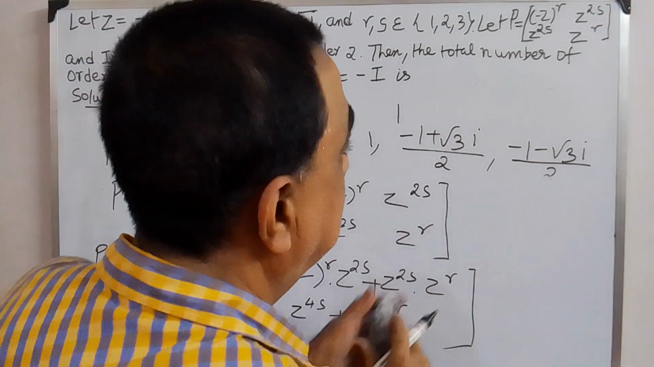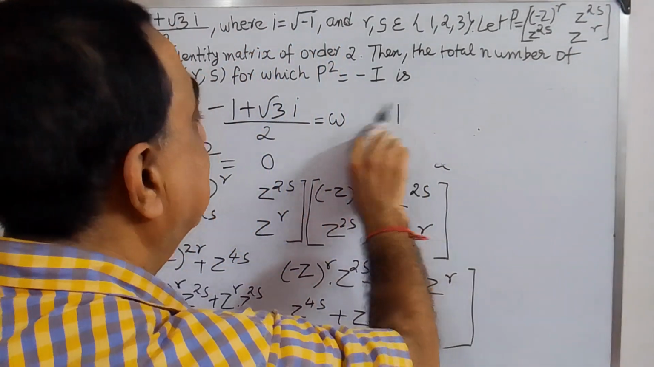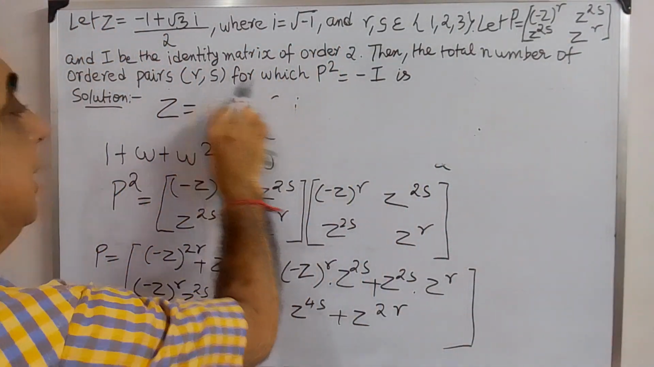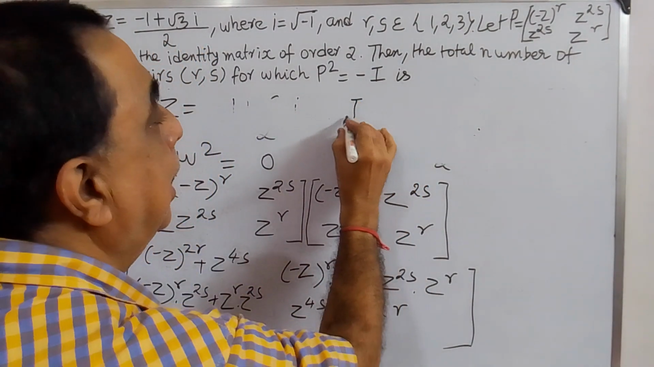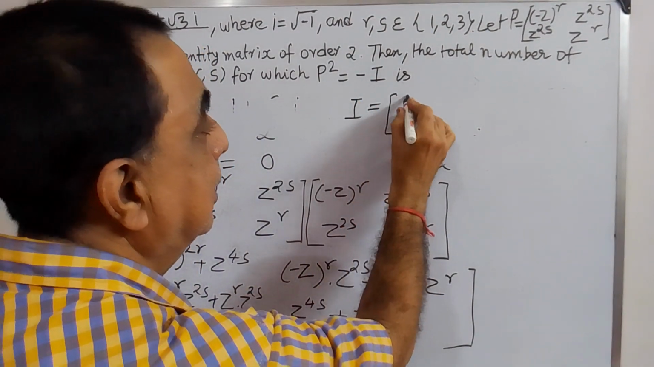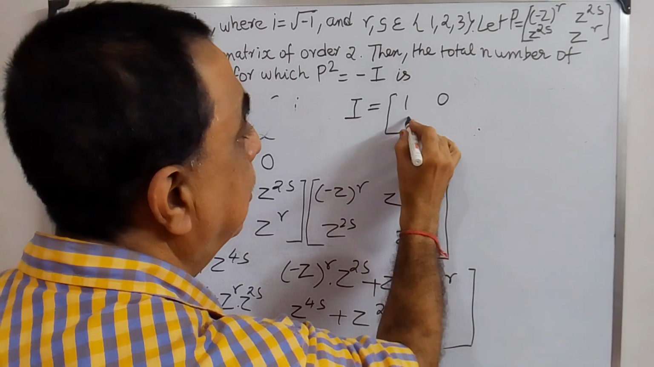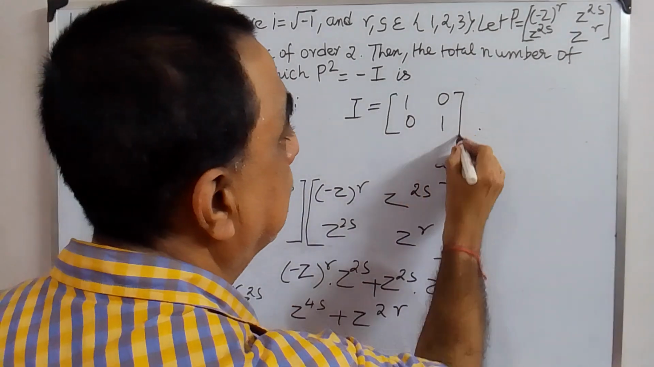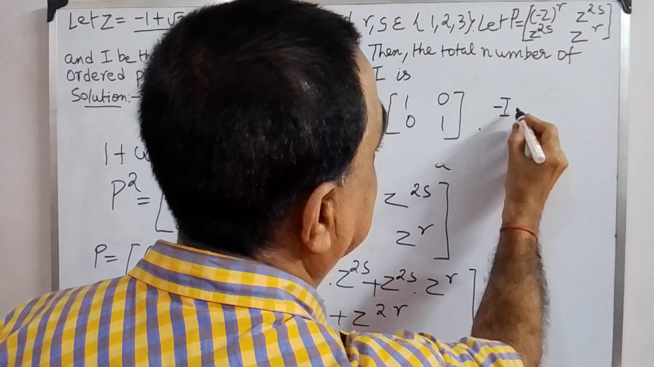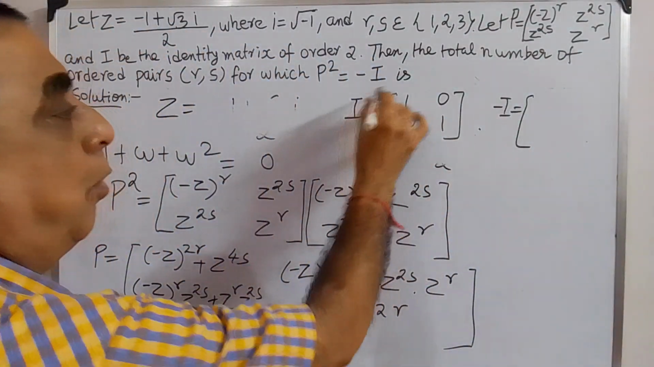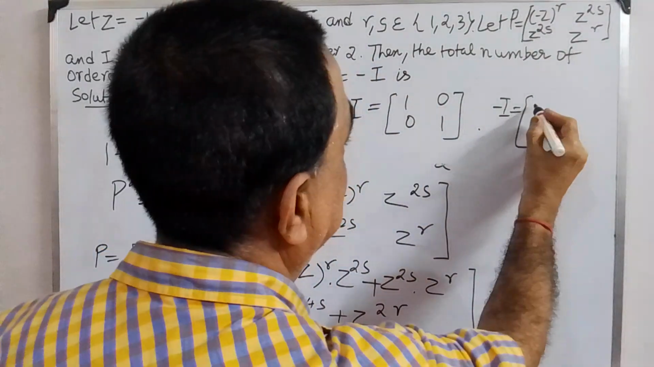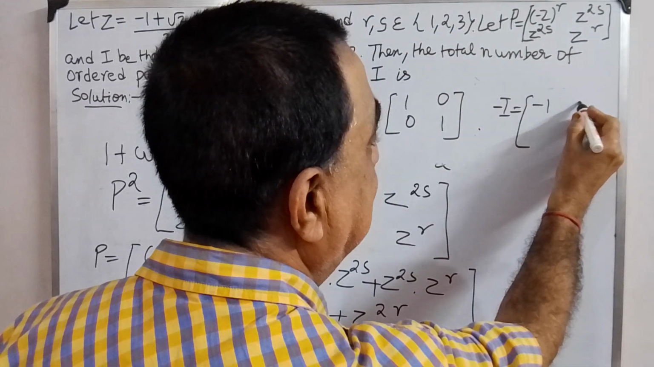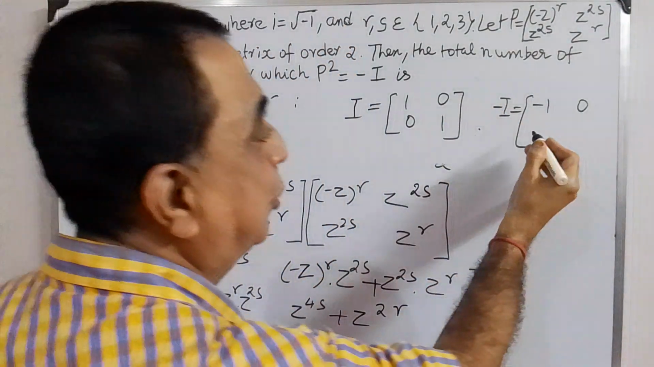What do we know? We know that I is a unit matrix. It is 1, 0, 0, 1. So minus I will be what? Minus I will be, all the diagonal elements will be negative. So this will be minus 1, and 0, and minus 0 plus 0 is 0 only.